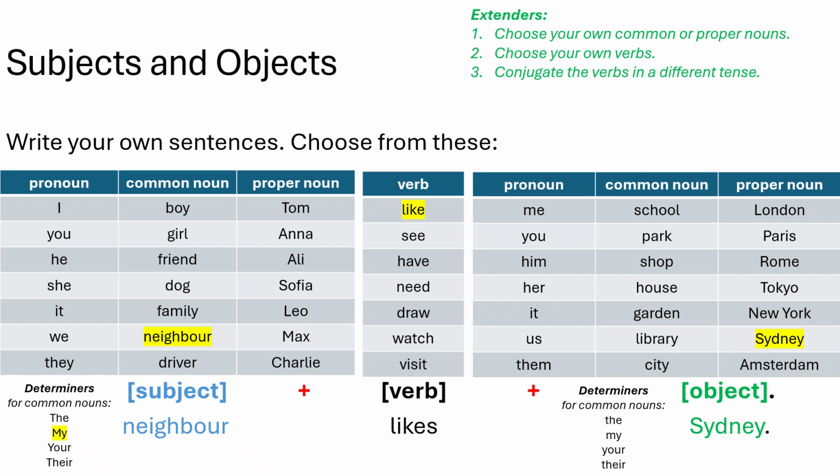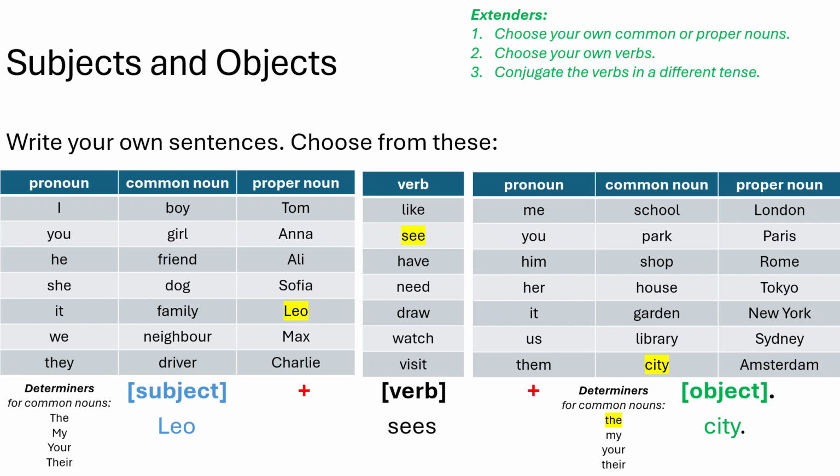Here is another example. My neighbour likes Sydney. Now it is your turn. Write a subject plus verb plus object sentence. Try the extender if you feel confident.